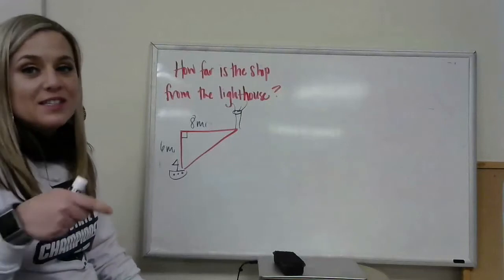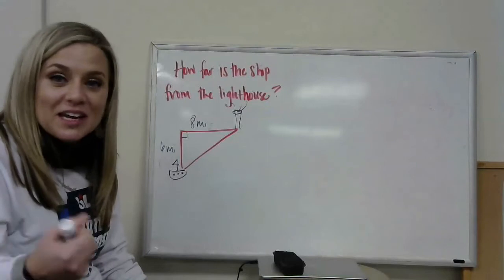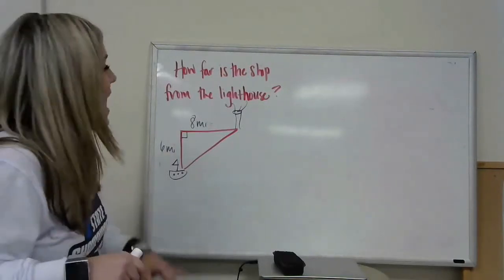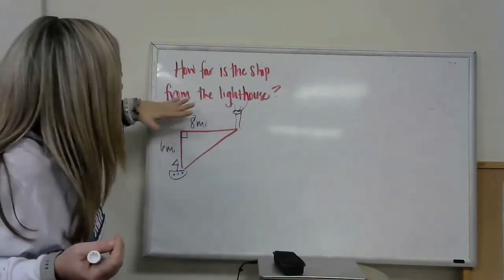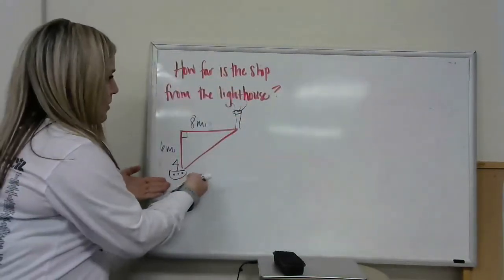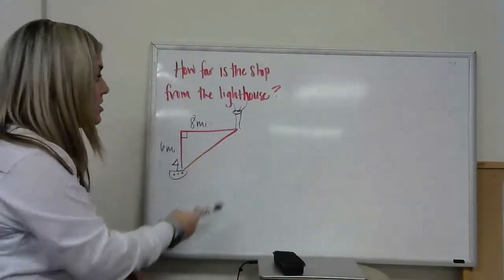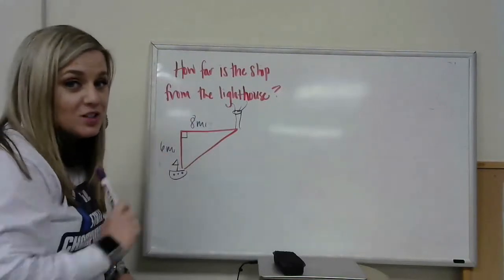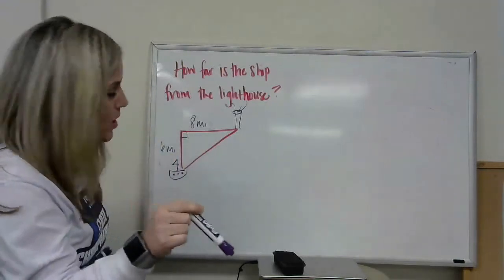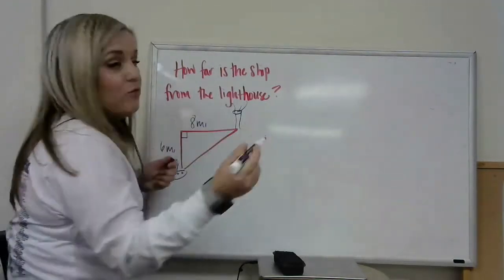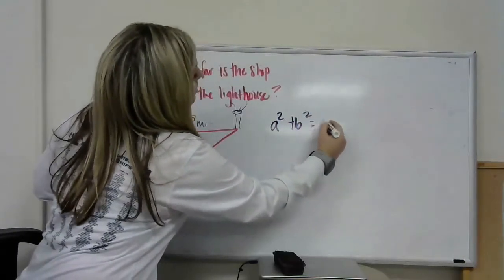All right, so this is a way you may use the Pythagorean theorem in real life. Some of you kids take your boats out. How far is the ship, or you could say boat, from the lighthouse? Here's our ship, here's the lighthouse. It's going to go in a straight line right here, because the shortest distance between 2 points is a straight line. So this is a right triangle. The Pythagorean theorem only works on right triangles. We know that the formula is a squared plus b squared equals c squared.